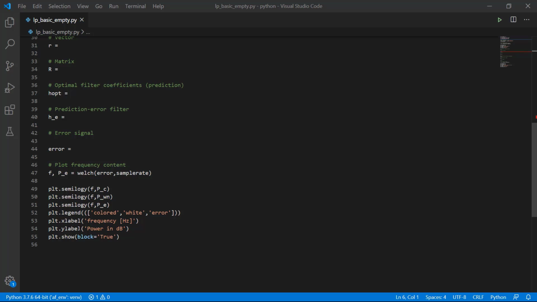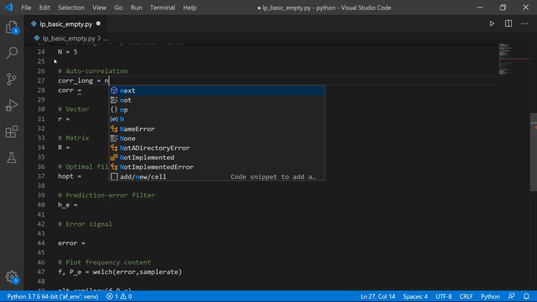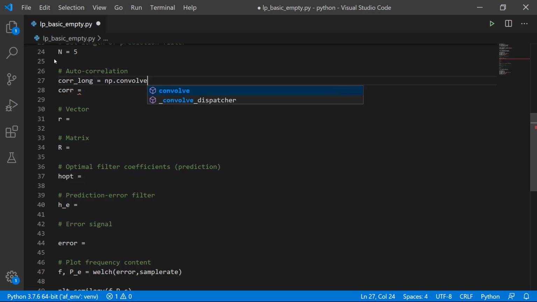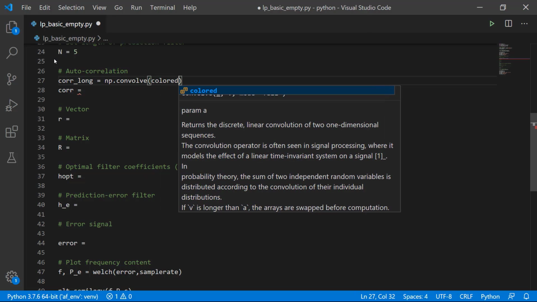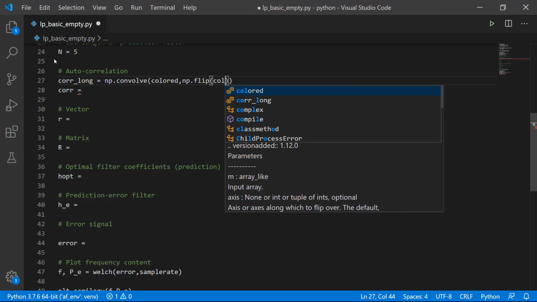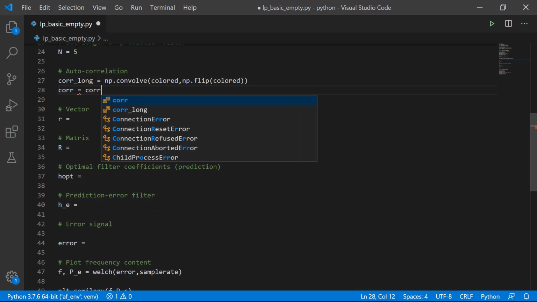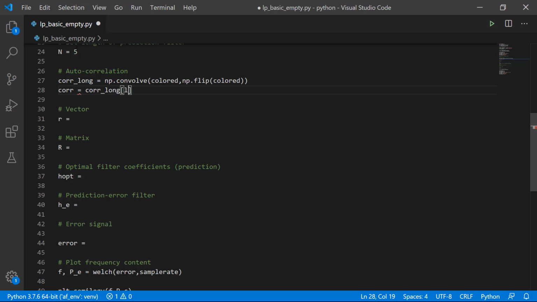the implementation. For the autocorrelation function, we again introduce the variable correlong, in which we put the output of the convolution function, and we convolve the colored signal itself, but of course with the flipped version of itself. This gives us the long version of the autocorrelation function. And to get the actual function, we take only the second half of that, and we put those in core. And then from that, we can compute the autocorrelation vector.